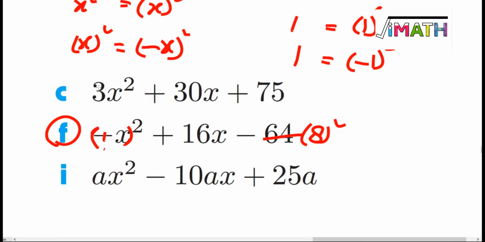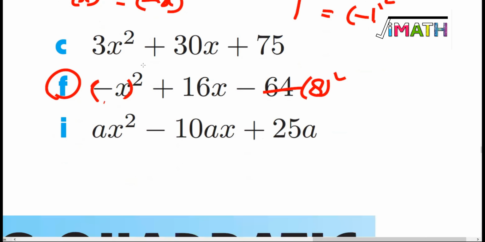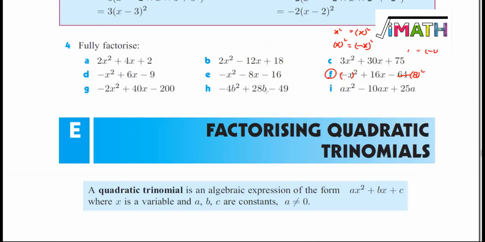So I think you said minus x as your a, right? Yeah, it's the same thing. Perfect. So this minus x is gonna be my a, and 8 is gonna be my b. Okay, you did it.